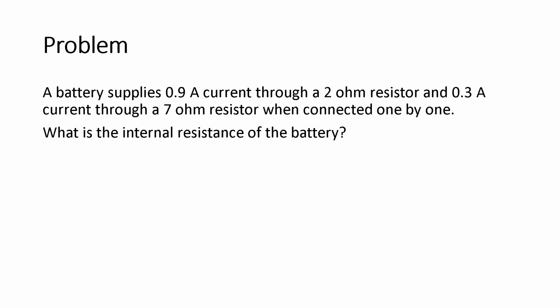This means that first we connect a 2 ohm resistor across the battery and we measure the current in the circuit. The current is 0.9 ampere. Then we remove the 2 ohm resistor and we connect a 7 ohm resistor to the battery and we measure the current. The current is 0.3 ampere. We have to find the internal resistance of the battery.